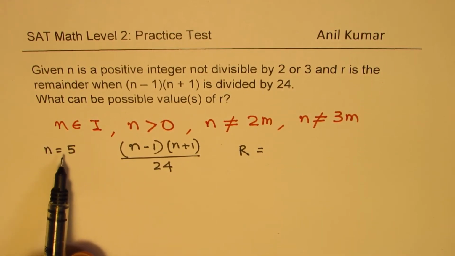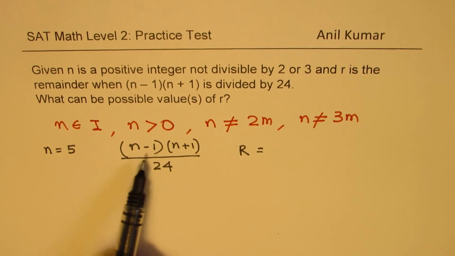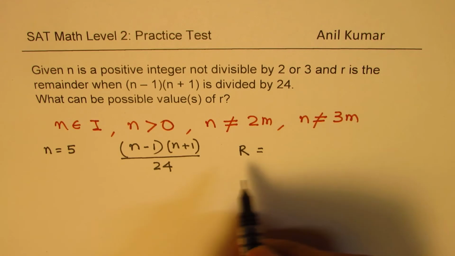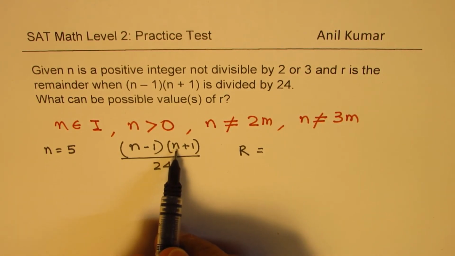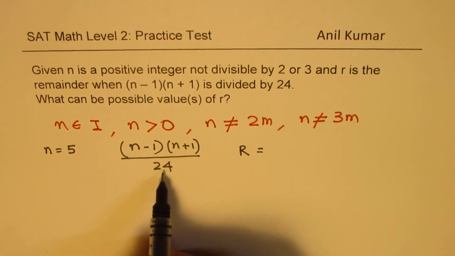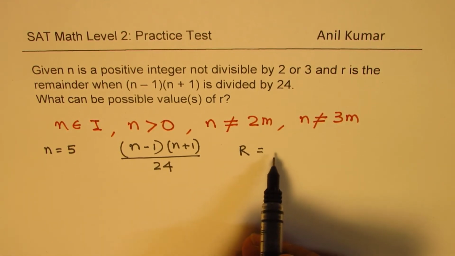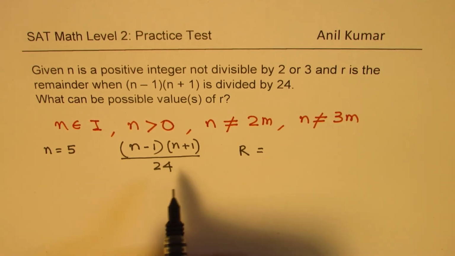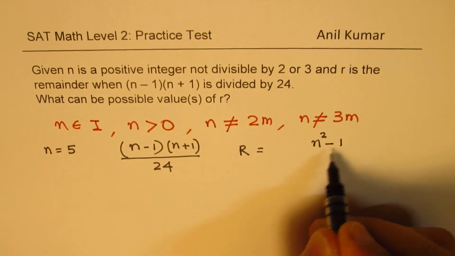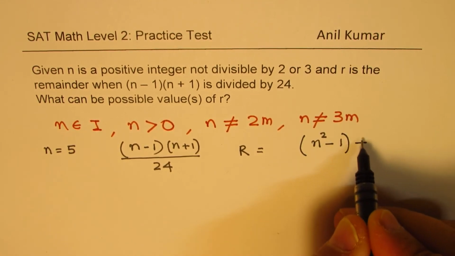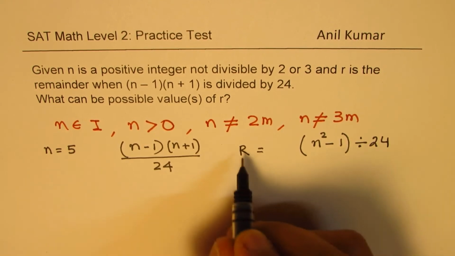Now, if I write 5 here, well, some of you can also write this as difference of squares, right? So you could write n square minus 1. So remainder, we have to figure out. So if you substitute 5 here, what do we get? Well, 5 minus 1 is 4, and 5 plus 1 is 6, 24 over 24, remainder is 0, right? So anyway, I'll prefer to write this again as n square minus 1, and we are going to divide this by 24 and then check the remainder.